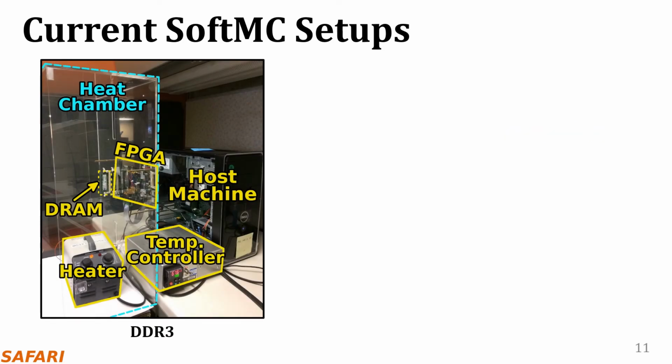This is a version of SoftMC running on an FPGA board that has DDR3 module slots. The FPGA is programmed with a SoftMC bit file, and the DRAM under test is plugged into the FPGA board. The FPGA board communicates with a standard desktop machine via PCIe. Since DRAM operation is sensitive to temperature, we have built a heating system consisting of a heat chamber, a heater, and a temperature controller. This enables us to control the temperature of the DRAM chips.